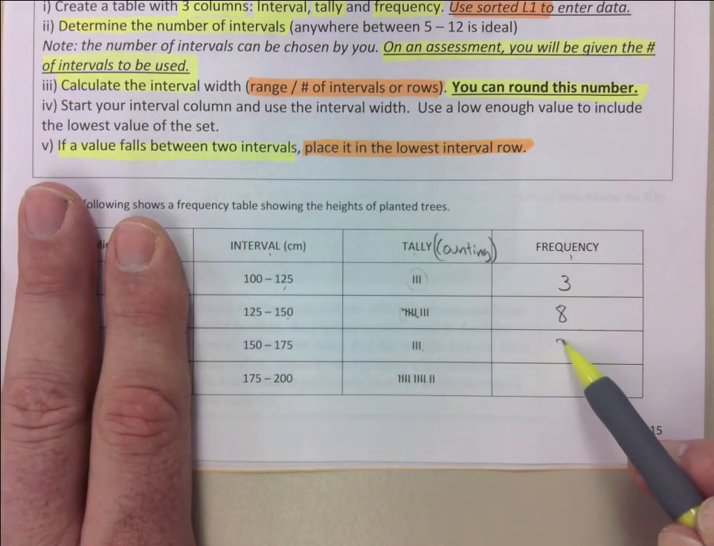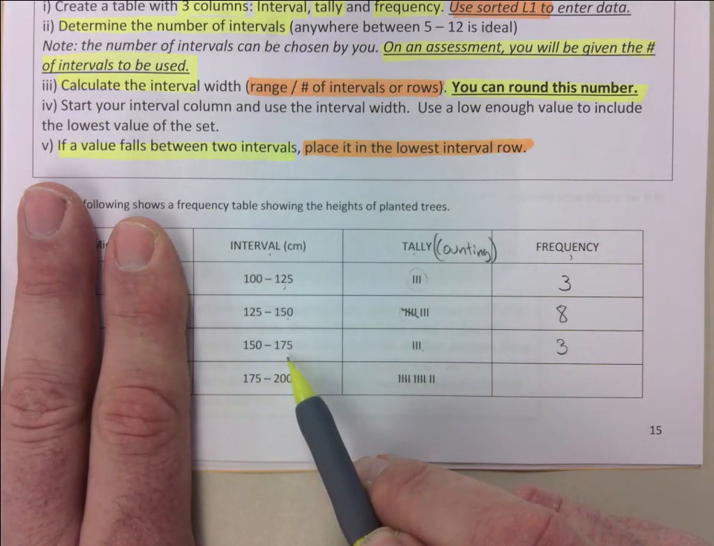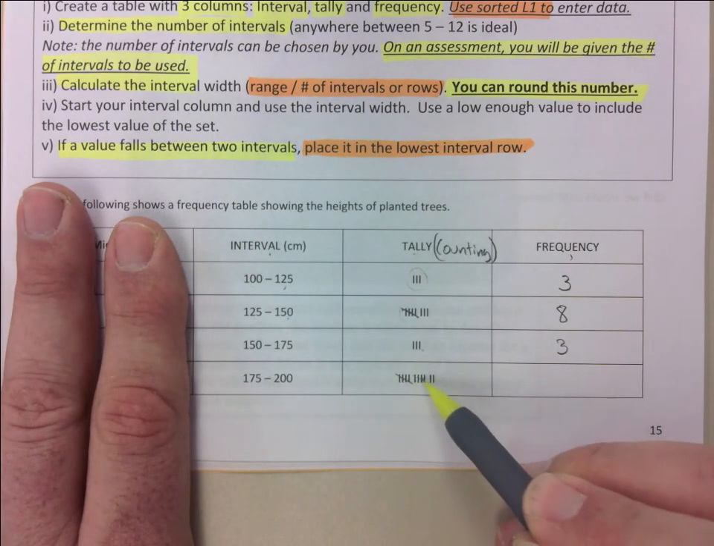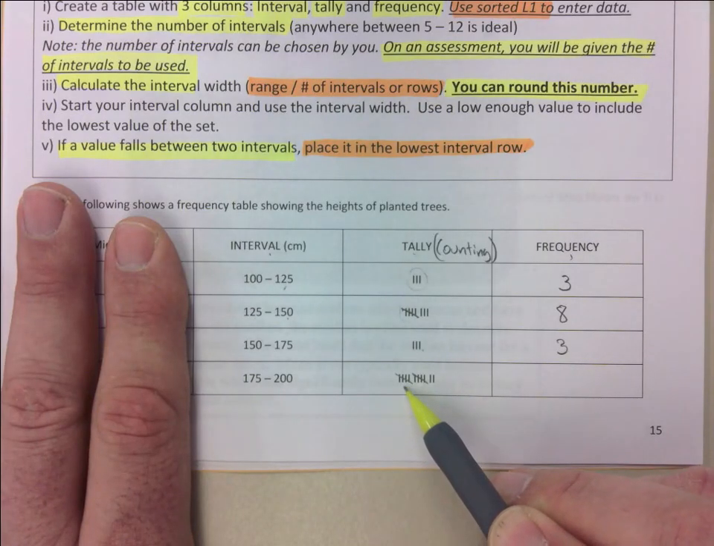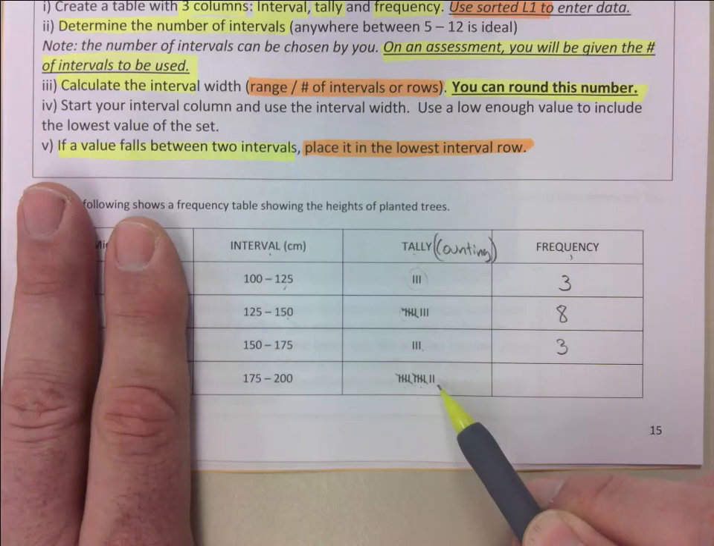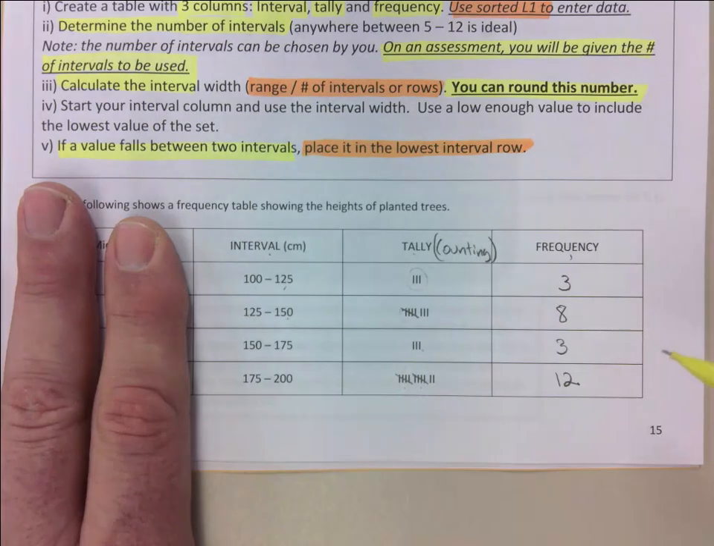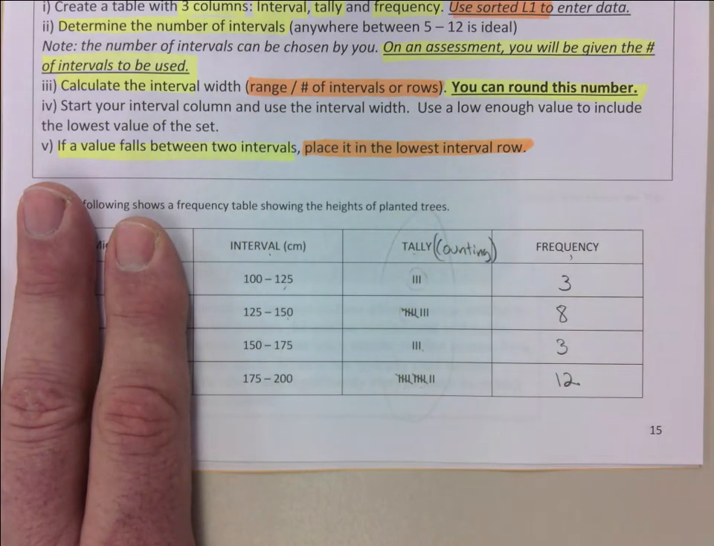There's another 3 years where it snowed between 150 and 175. And then the last one, make sure you make those lines across. We always bundle in 5, so it's easy to count. So 5, 10, and another 2 is 12. Just so you know, guys, the tally column will be ignored at the end. We won't worry about it, but it's like your running count as you go through your numbers.